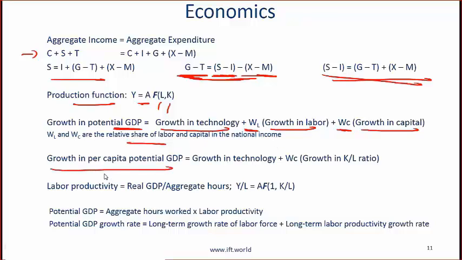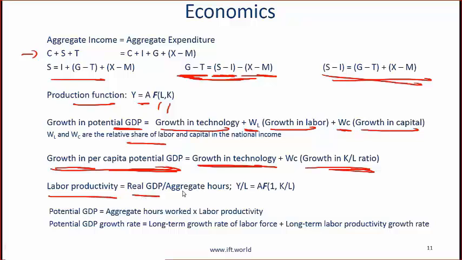Growth in per capita potential GDP is equal to growth in technology. So now we are talking about the productivity of a nation. What is the growth in per capita GDP? This is actually also a measure of the wealth of a nation. So you might be getting to a higher GDP purely because of higher population, so everybody is still equally poor. What this tells you is whether people are getting richer, whether the income per person is going up. So that depends on the growth in technology and the growth in the capital per labor.